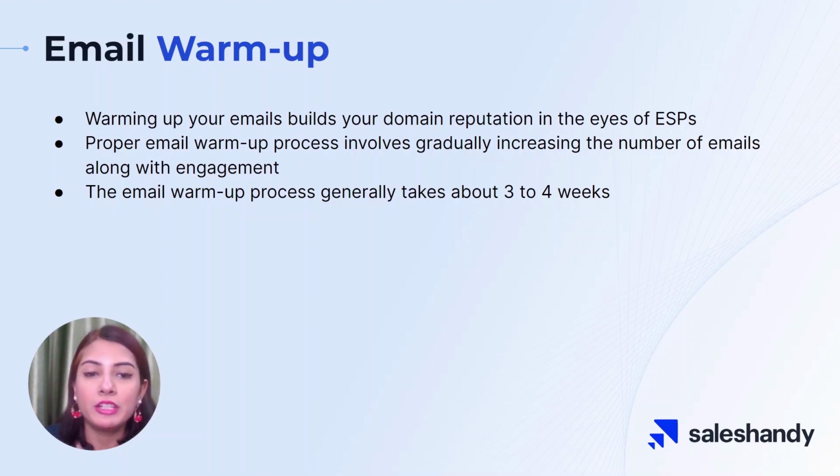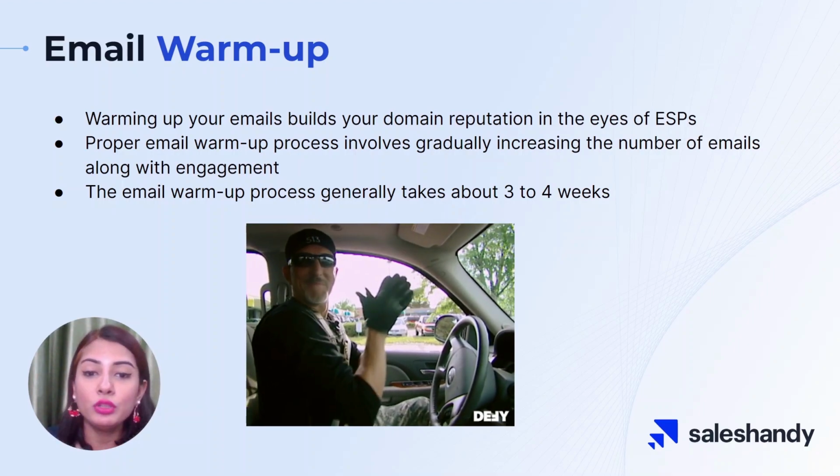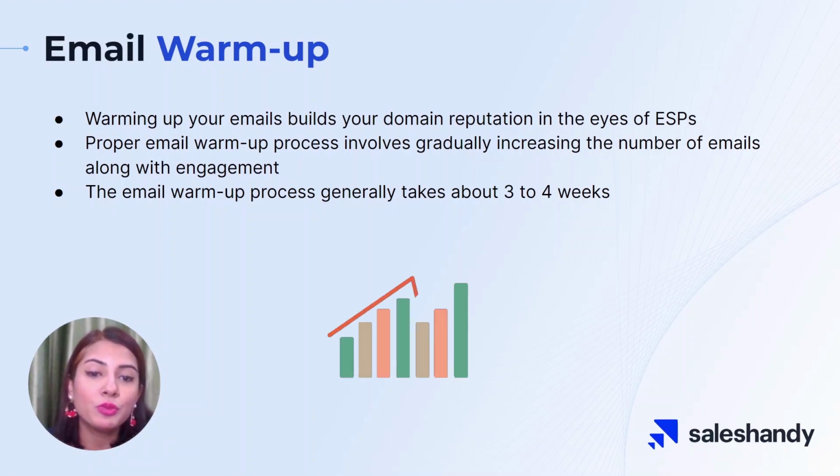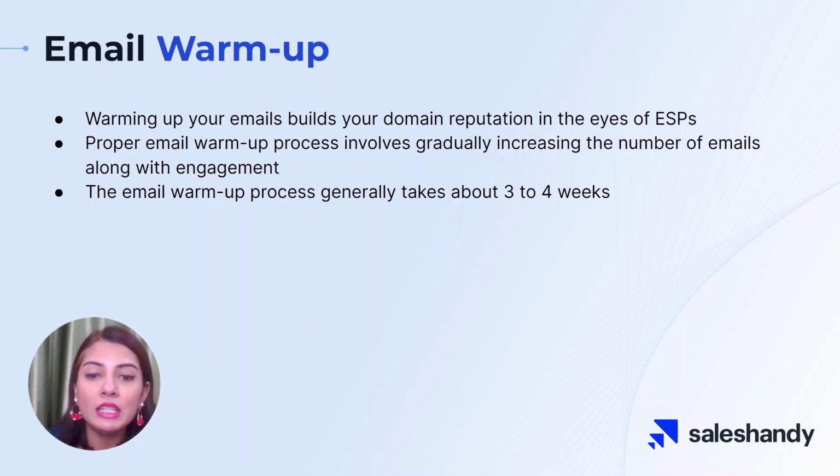When you have a new email account, it is not capable of sending a large number of emails at the moment. You need to make your email account ready to launch mass email campaigns, and that's what the process of email warm-up facilitates. It prepares your domain for high volume sending. Usually, a proper email warm-up process involves gradually increasing the number of emails along with the engagement to show ESPs you are a legitimate and trustworthy sender. The email warm-up process generally takes about 3 to 4 weeks, longer if you're doing it manually.